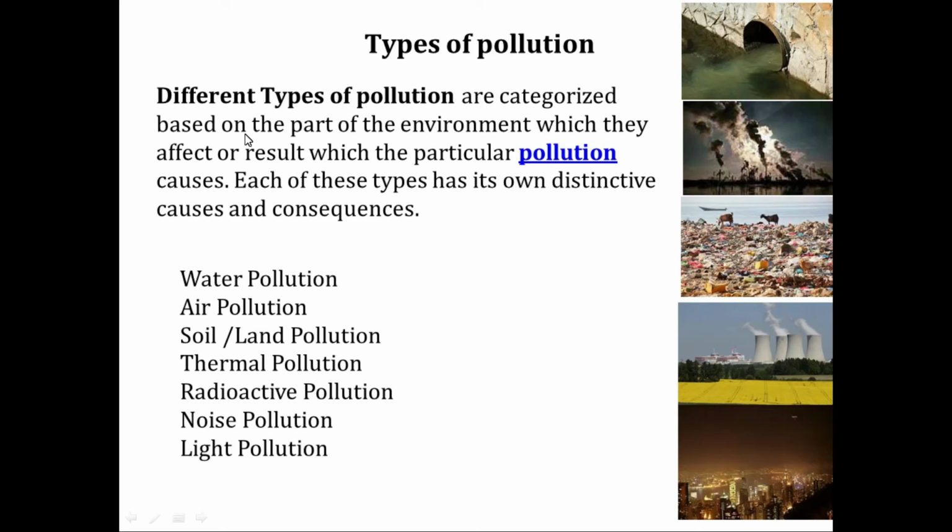So when we move to the different types of pollution, we can categorize based on the part of the environment which they affect or result which the particular pollution causes. Each of these types has its own distinctive causes and consequences. Therefore, majorly in this course, we are going to discuss water pollution, air pollution, soil and land pollution, thermal pollution, radioactive pollution, noise pollution and light pollution.